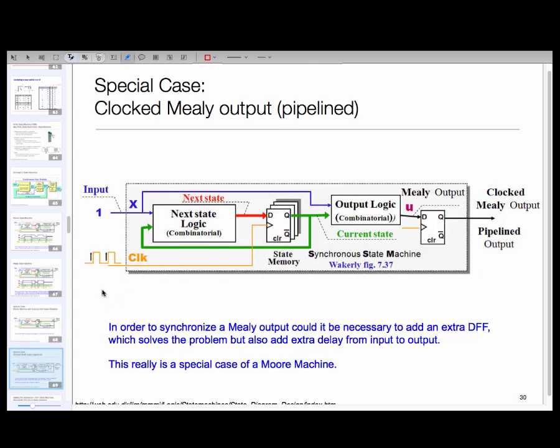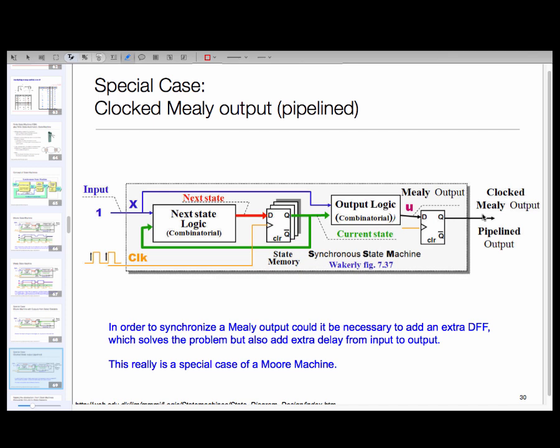This is another one where you will have a Mealy type machine, but at the output, we actually put a register out here. Now looking at this, you see this supposed output logic, and it depends upon input as well as current state. But the output of this output logic is not being sent to the outside world. We actually have another set of flip-flops out here, and then we are sending it. And it's called clocked Mealy output. That's the term which you will often see used. Okay, but it's really a Moore machine.